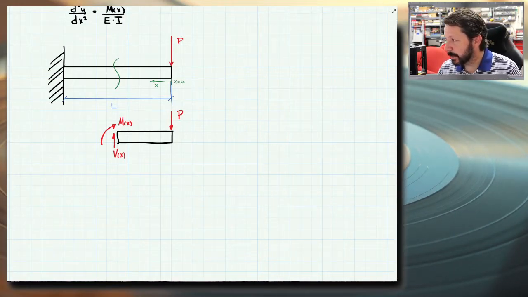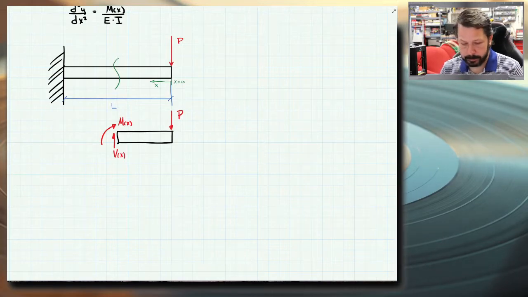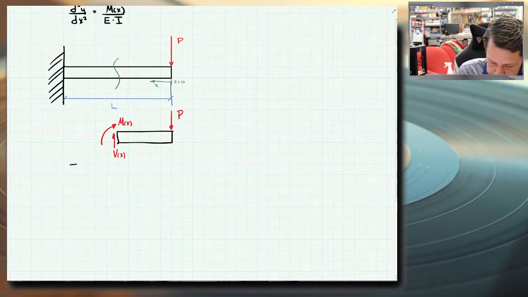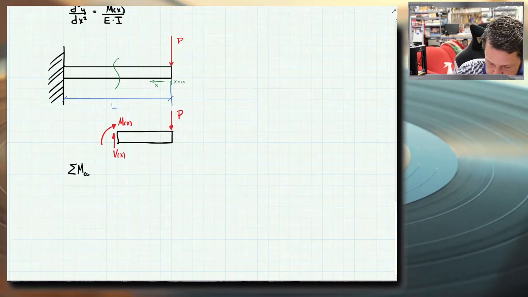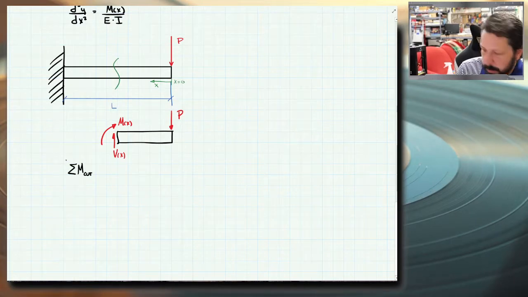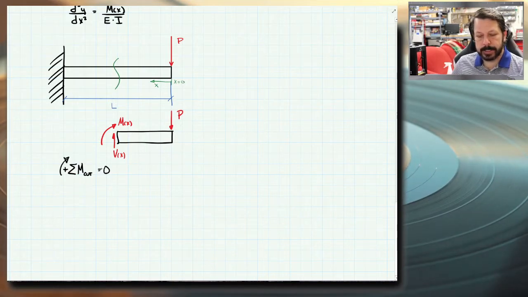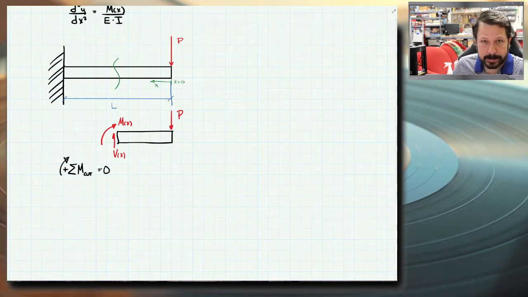All right, so just so we can be thorough, let's write a summation of moments about the cut of our free body diagram. We'll do clockwise positive. They have to equal 0 or else this beam is rotating about the cut. This little free body diagram piece is not doing that. It might be bending or flexing, deflecting, but it's not rotating. It's not spinning.